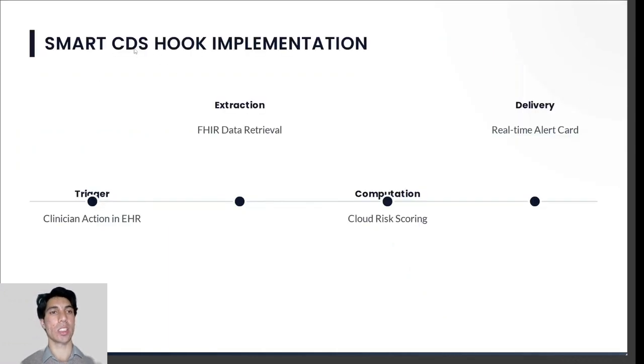Then this is the SMART CDS hook implementation, which we talked about. First, the clinical action in the EHR triggers the hook, the data is extracted, the FHIR data retrieval is done, and that data is sent to an API endpoint or a machine learning model, and the computation is done. The cloud risk scoring generates some kind of alert card, and that alert card is sent to the clinician in the delivery phase. A real-time alert card is generated on the clinician's end. So this is how the whole workflow works.